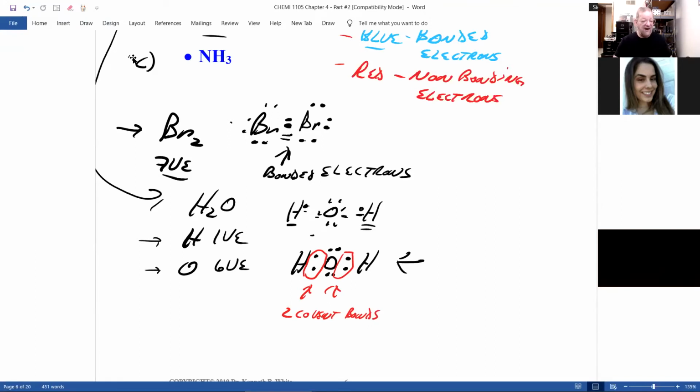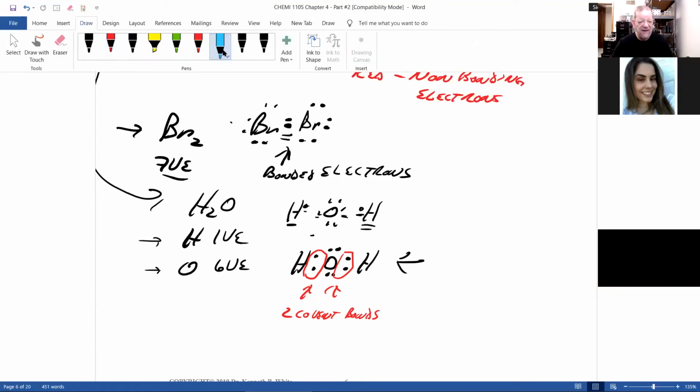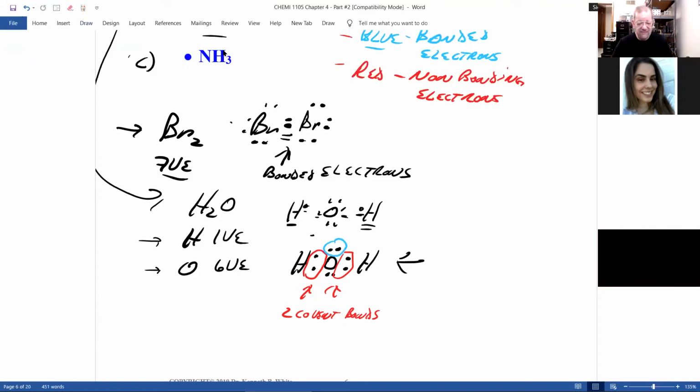And then on oxygen, the non-bonded electrons are these. And we'll learn later on, those non-bonded electrons in oxygen play a very important role in our daily life.